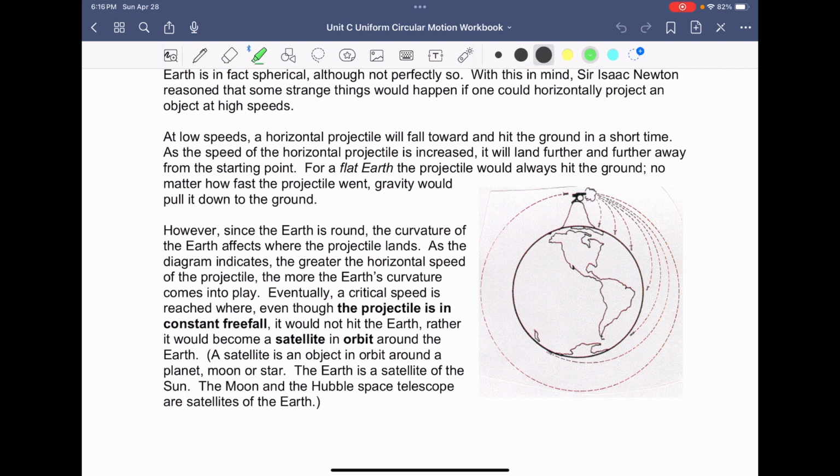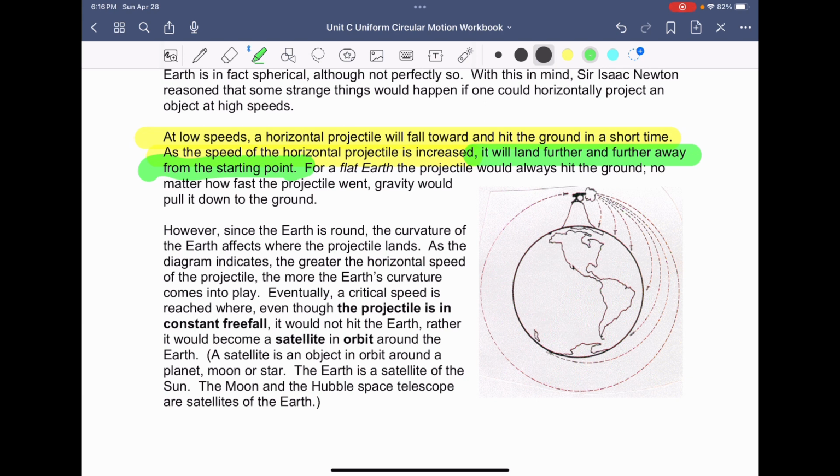Now, looking at this piece here right away in the notes, at low speeds, horizontal projectiles typically fly for some time, but then they'll crash back down to the ground. And as the speed of the horizontal projectile is increased, typically what happens is it just lands further and further away given that certain speed. So if I give an object 10 meters per second versus 35 meters per second, clearly those are going to result in some sort of overall difference in the projectile's distance.